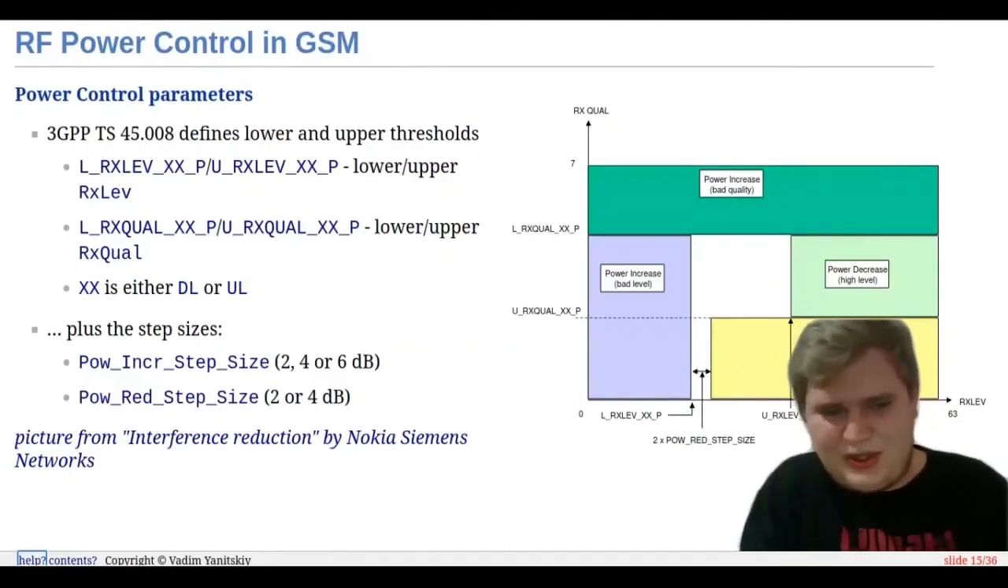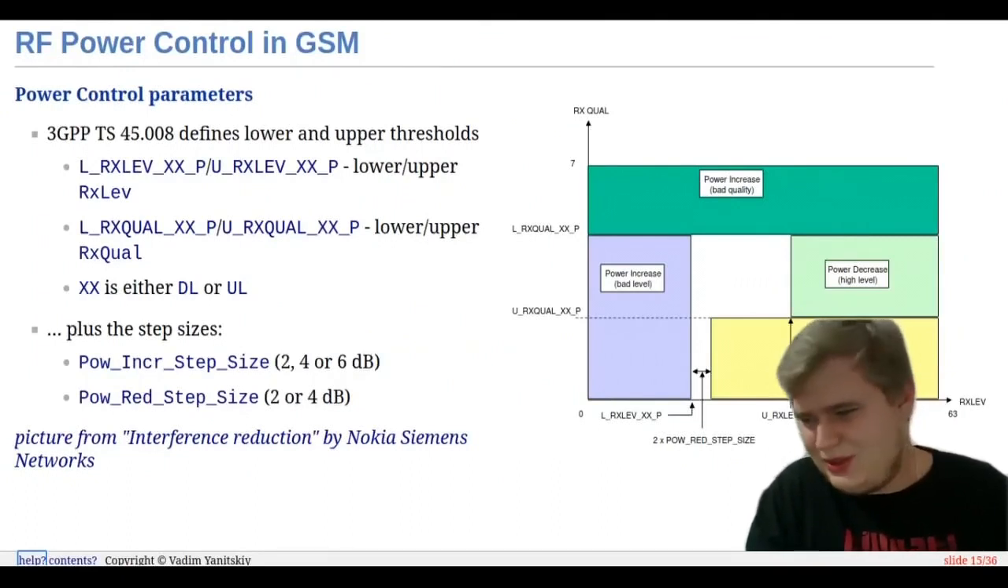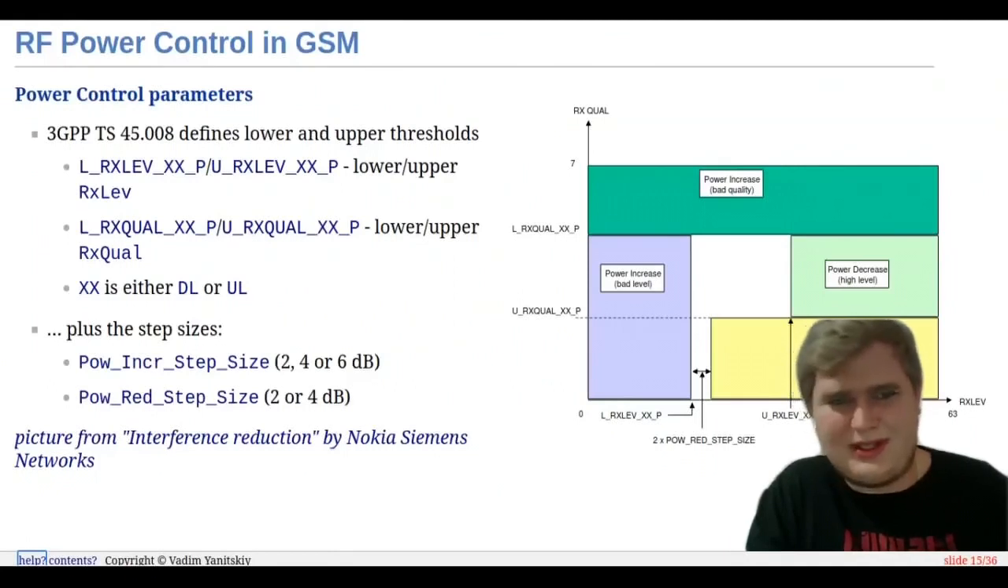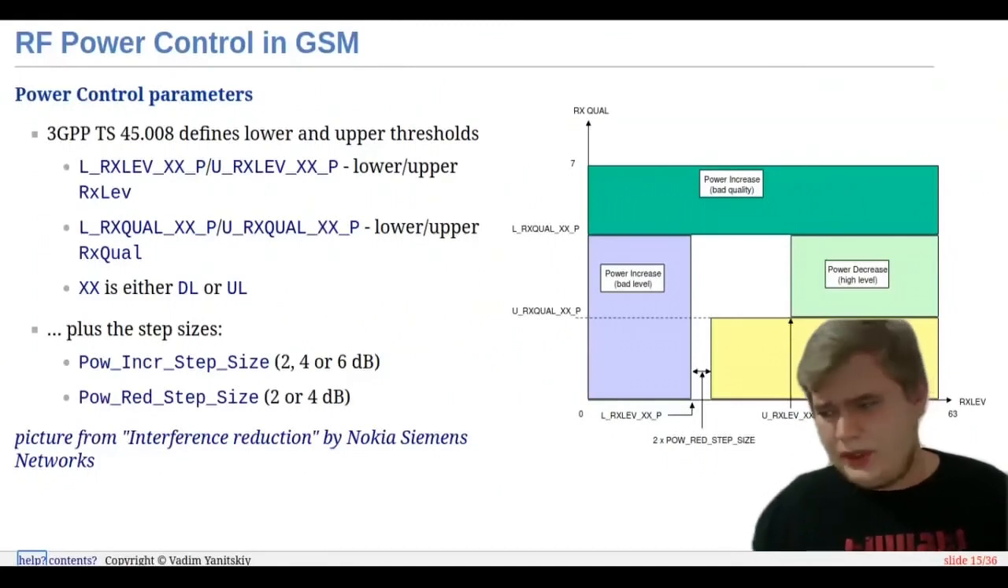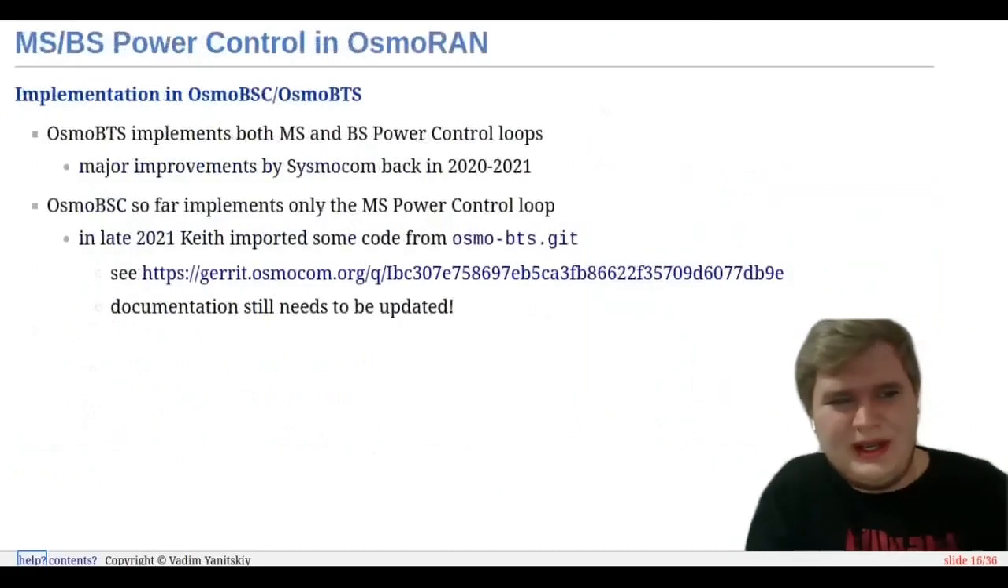And this nice picture is from an interference reduction paper by Nokia Siemens Networks, which is unfortunately not publicly available, but can be found in Google. That's really a nice read. It helped me a lot when implementing the power control stuff.